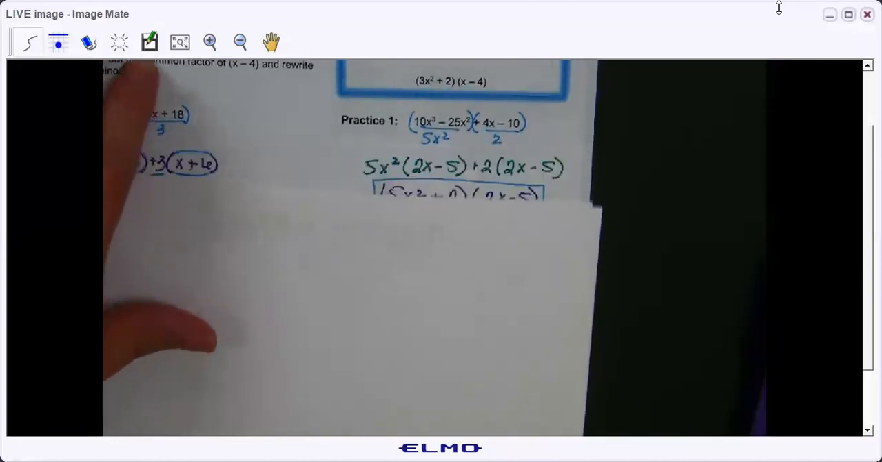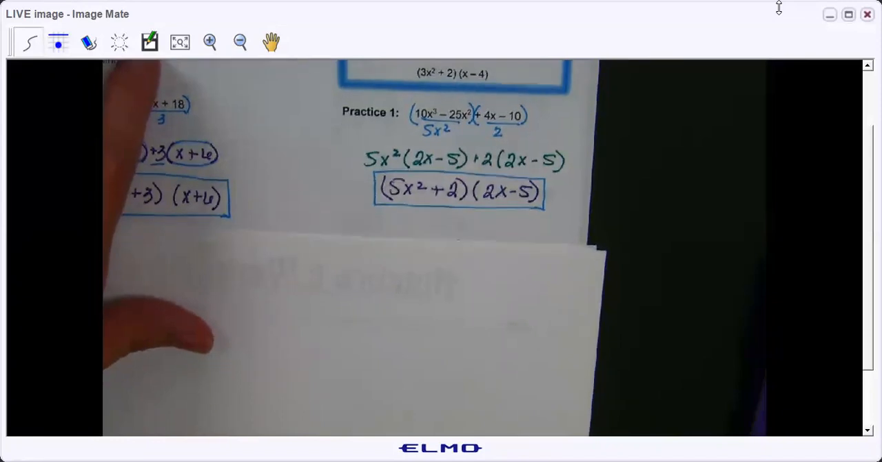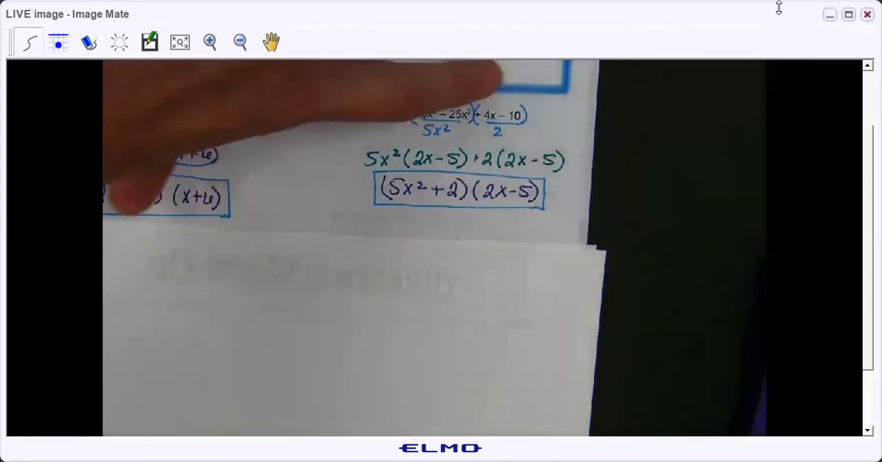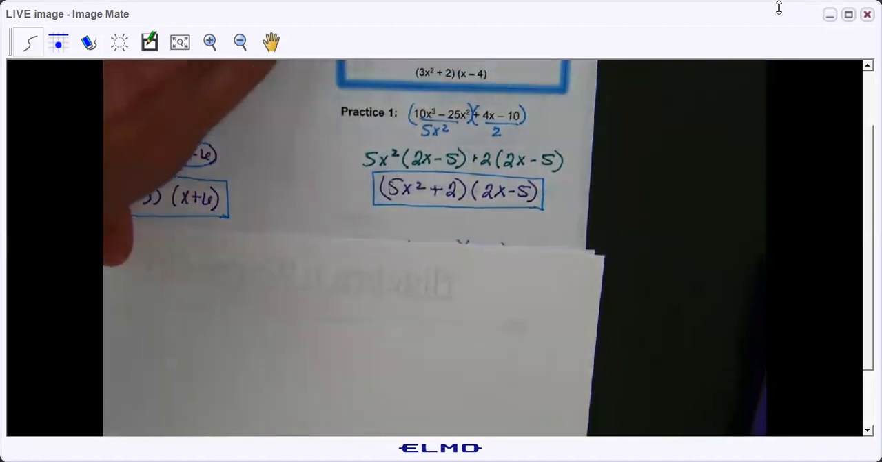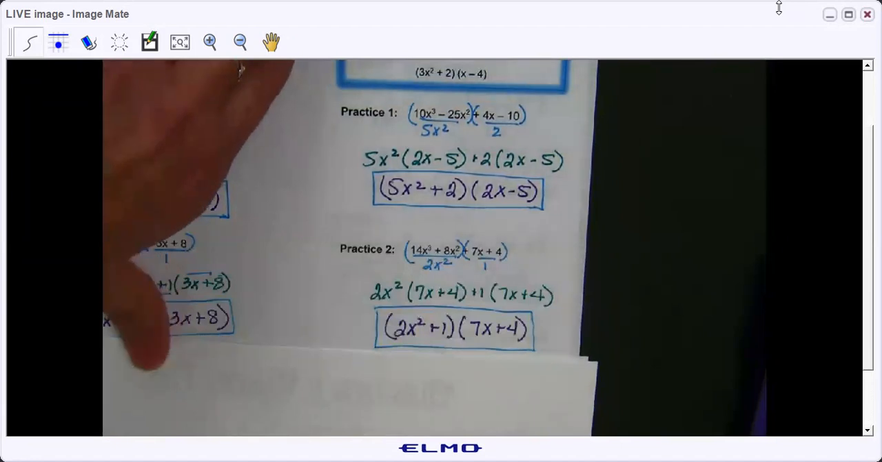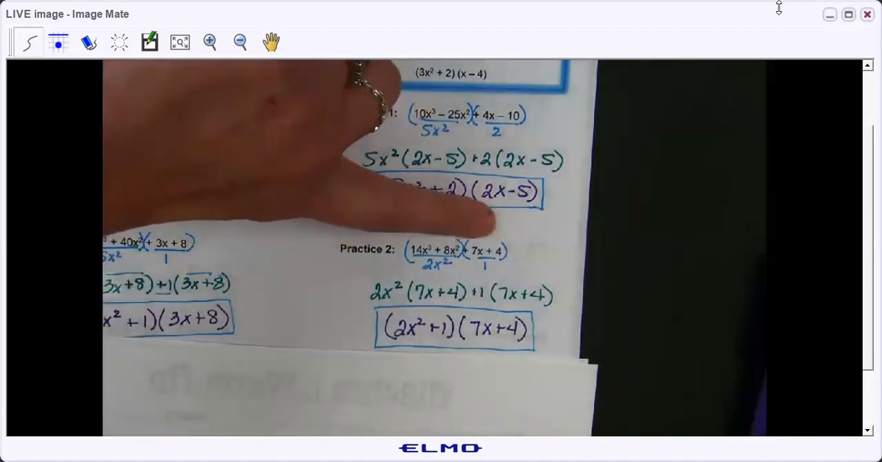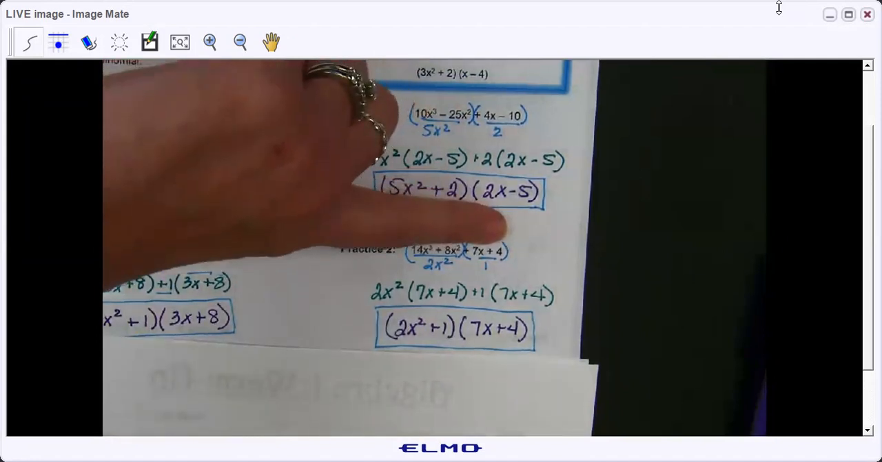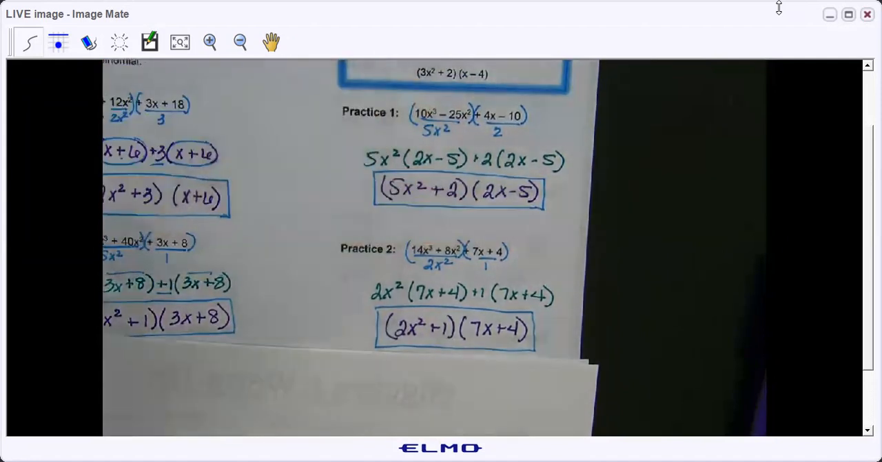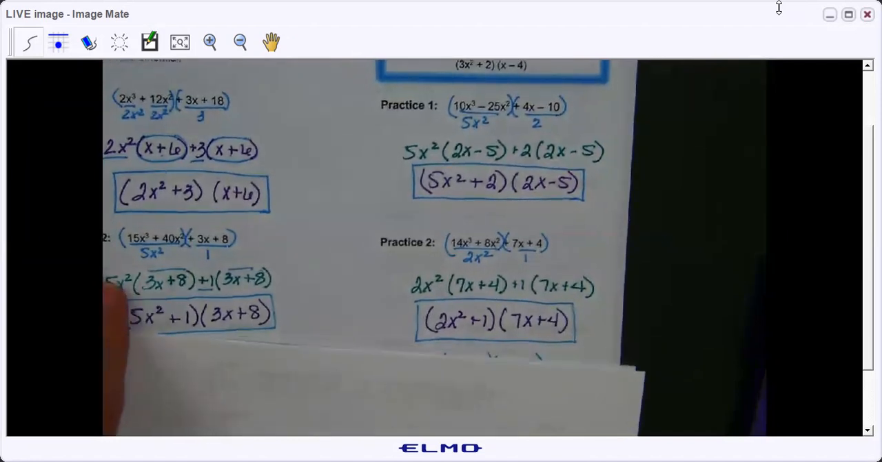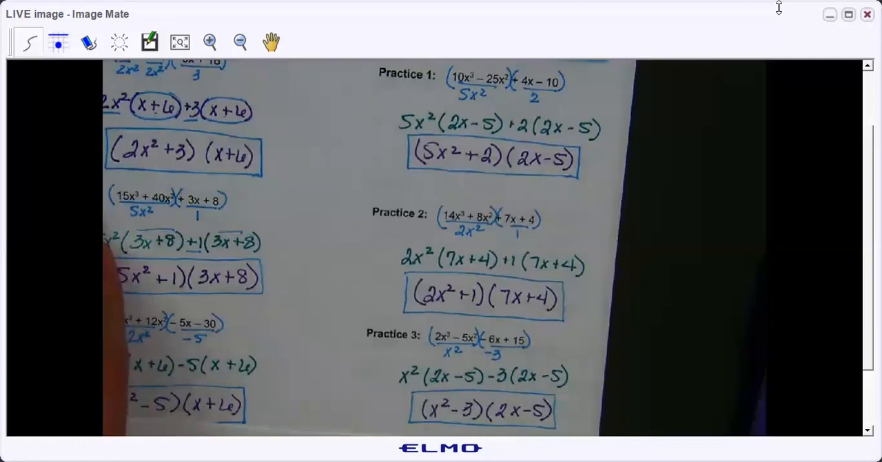Okay, so here I'm going to show you one practice at a time. So here's practice 1. We had a greatest common factor of 5x squared and 2, both positive. And then here's practice 2. Over here, this second binomial, we could only factor out a 1. And it was very similar to the example 2 that we did. And then we have practice 3.